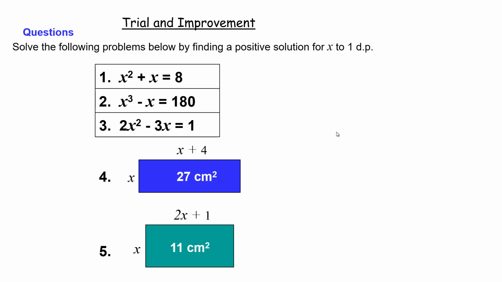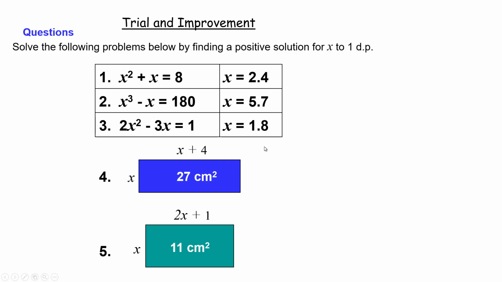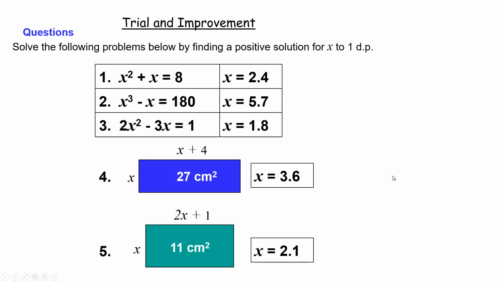Okay, so for question 1, you should have 2.4, for 2, 5.7, for 3, 1.8, question 4, 3.6, and for question 5, you should have 2.1. So mark your work, and then we're going to have a look at 2 decimal places next.